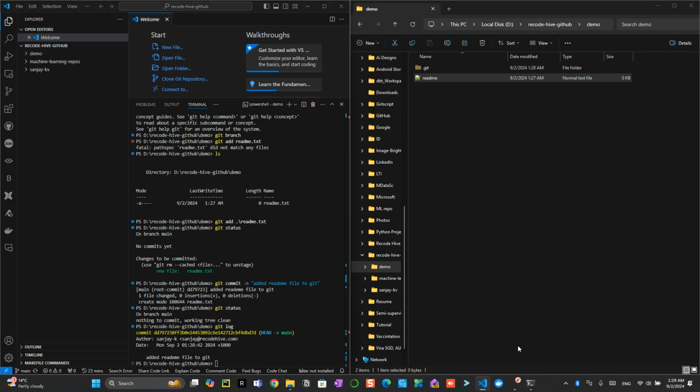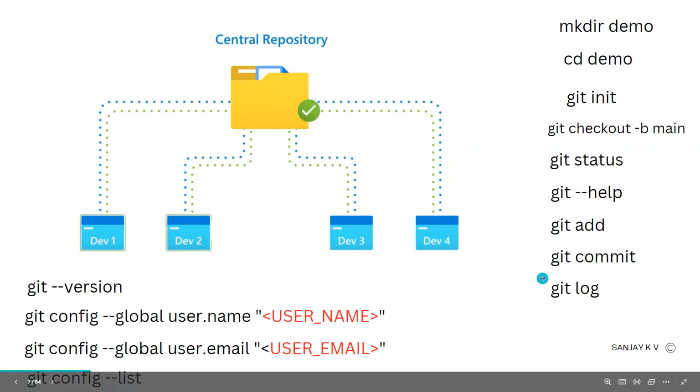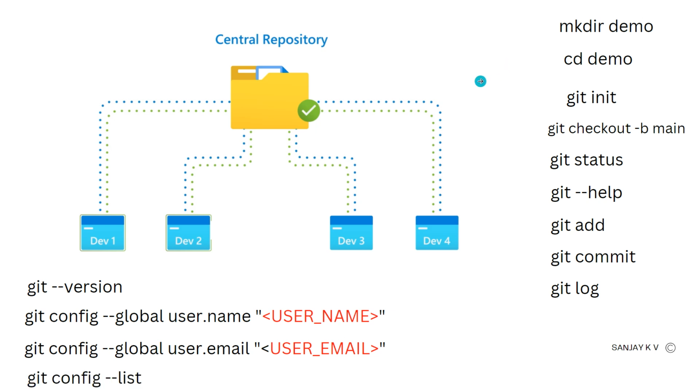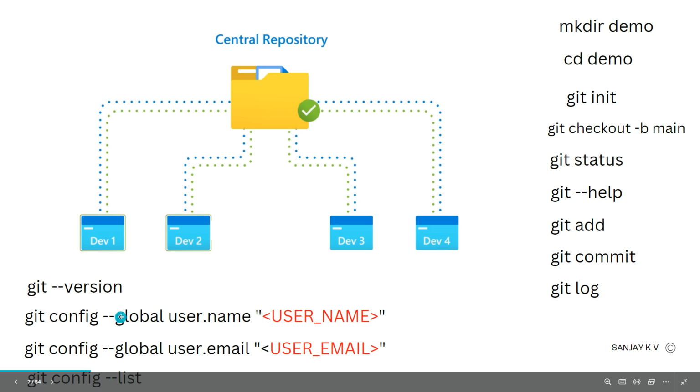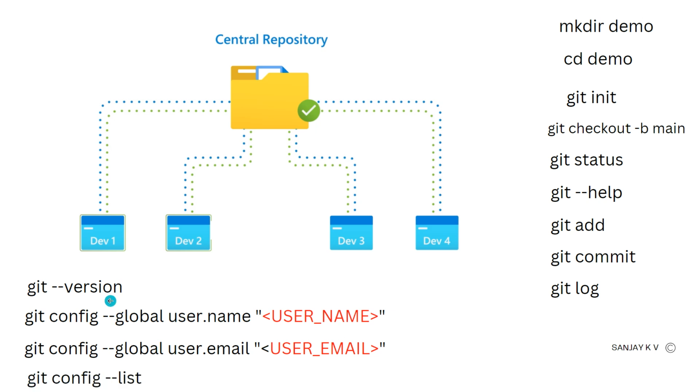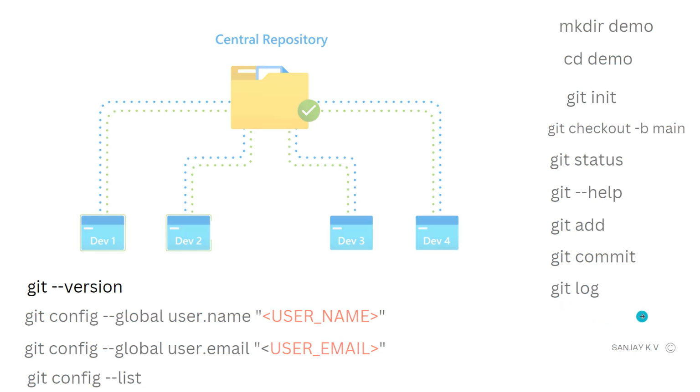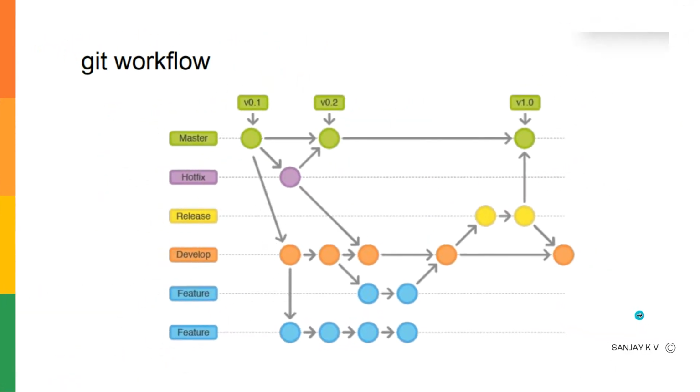So I hope that was pretty much informative for you on this particular session. We learned about a lot of commands in one single 30-minute video: how to configure your Git version, then what is Git status, Git add, Git commit, Git log, and Git help. That's pretty big for a beginner to learn.